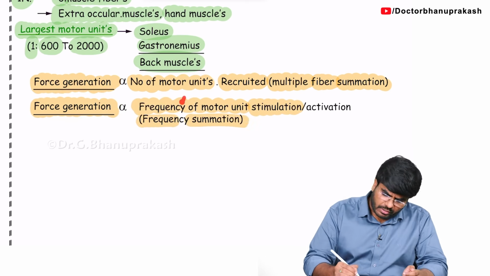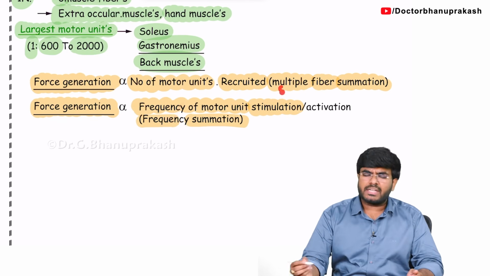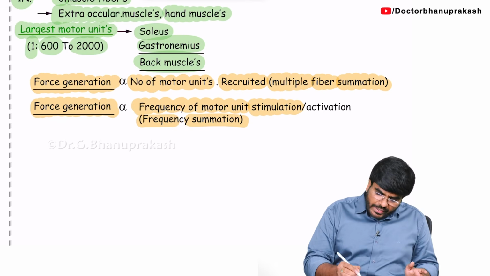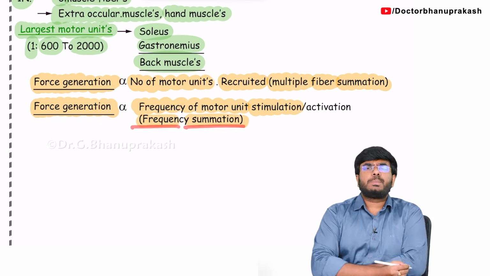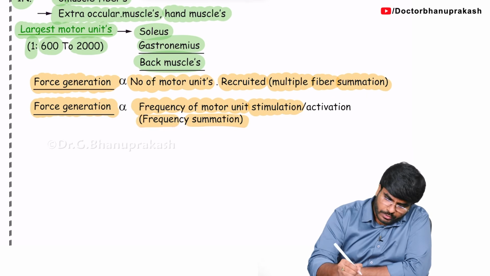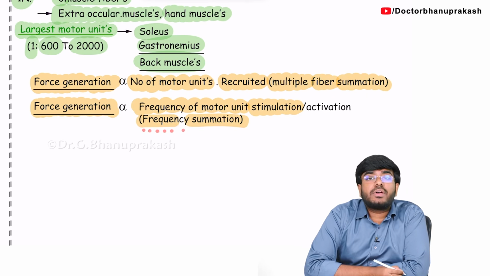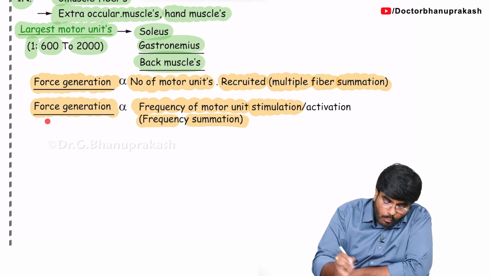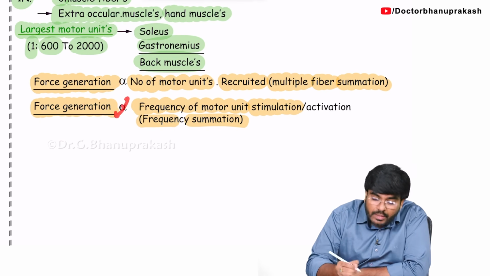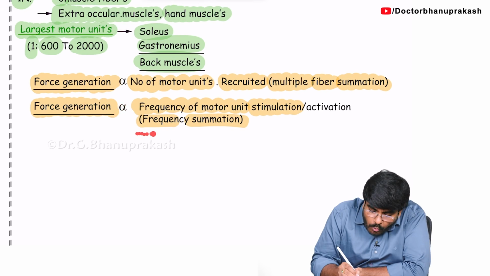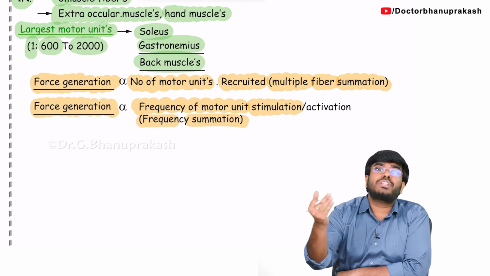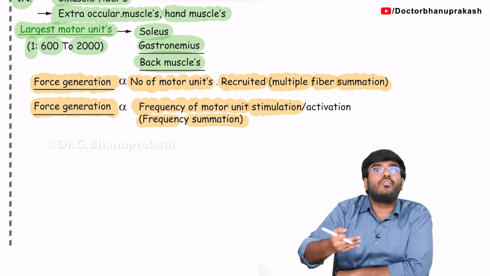Now students will start to have a doubt: sir, I don't understand what this frequency summation is. I understand multiple fiber summation. Multiple fiber summation means multiple motor units involved, more force generated. But what exactly is frequency summation? Let me explain. Frequency means how many times you stimulate the motor neuron. The more the frequency, the more force will be generated. That is what directly proportional means. You stimulate the motor neuron more times, and the same motor unit is going to generate more force.